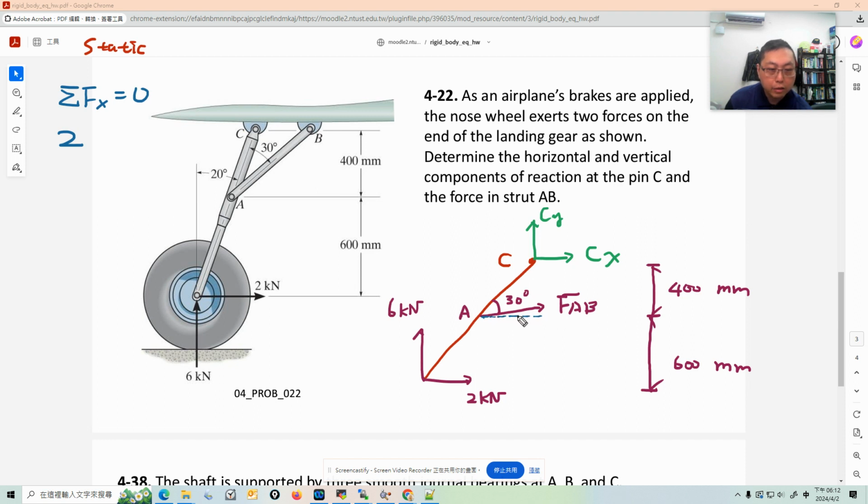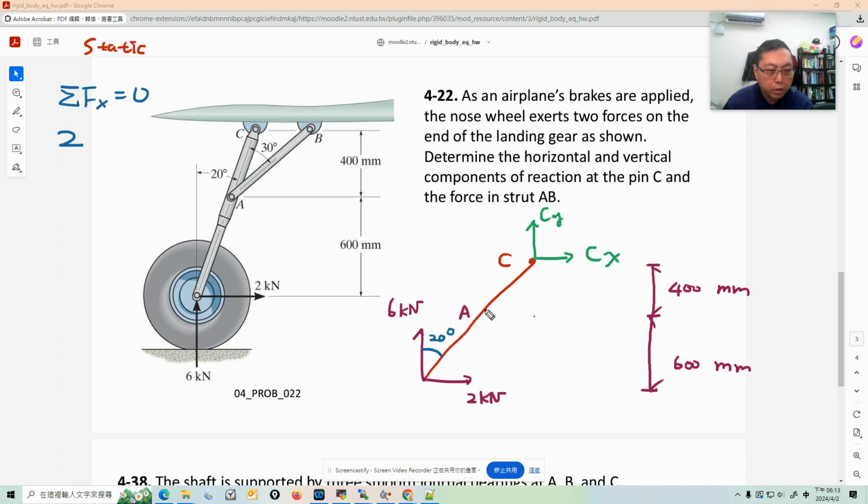Maybe I did a very bad drawing. There's an angle here. What's the angle here? Do we have any information? Here is 20 degrees. If we want to decompose FAB, we need to know the angle here. Sorry about that, it's really a bad drawing. I think I need to redraw this. I'm not really good at drawing.